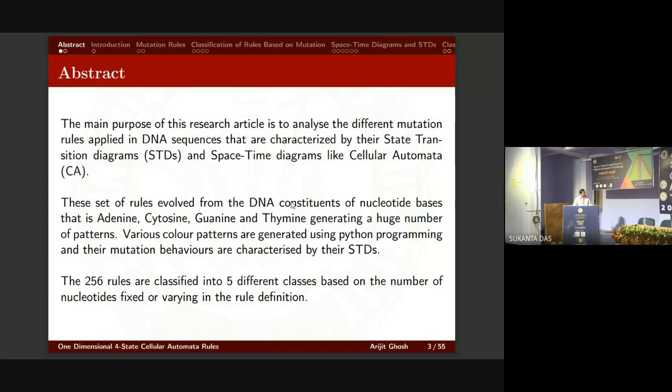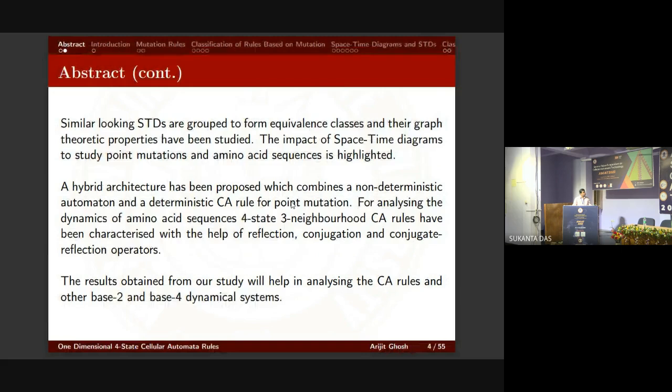The 256 rules are again classified into five different classes based on the number of nucleotides being fixed or varying in the rule definition. The similar looking STDs are grouped to form equivalence classes, and their graph theoretic properties have been studied. The impact of the space-time diagrams to study point mutations and amino acid sequences is highlighted. A hybrid architecture has been proposed, which combines a non-deterministic automaton and a deterministic CA rule for point mutation. For analyzing the dynamics of amino acid sequences, the four-state three-neighborhood CA rules have been characterized with the help of reflection, conjugation, and conjugate reflection operators.